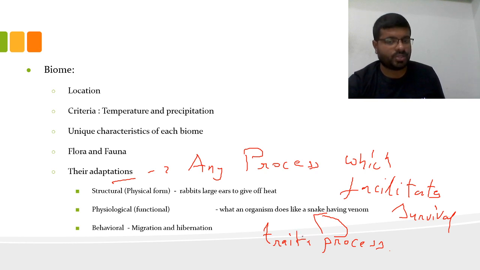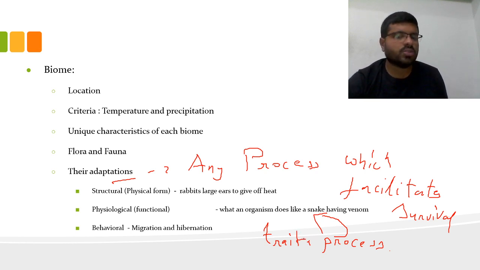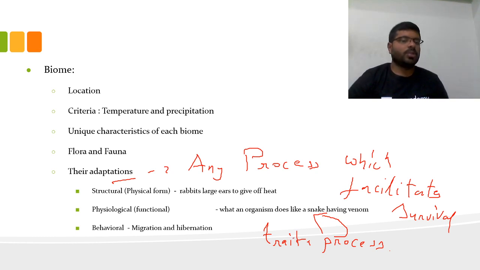Structural form adaptations: rabbits having large ears to give off heat is one variety of adaptation. Physiological adaptation, or functional adaptation, is what an organism does. I will give you an example: a snake having venom, or plants secreting some kind of harmful substances to protect themselves from herbivores. All these are functional adaptations. Then certain animals will behaviorally be migrating or hibernating because of harsh environmental conditions.